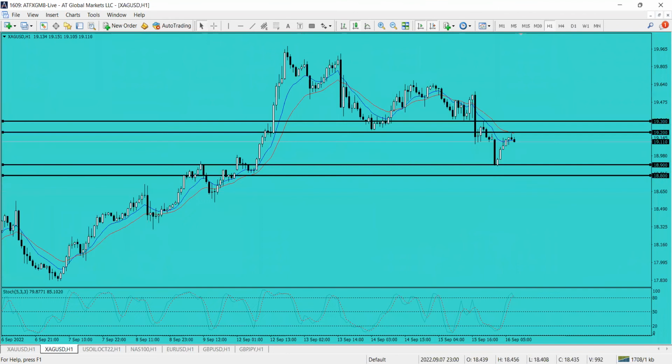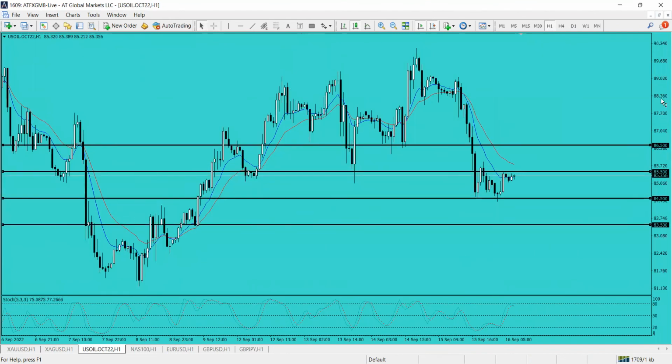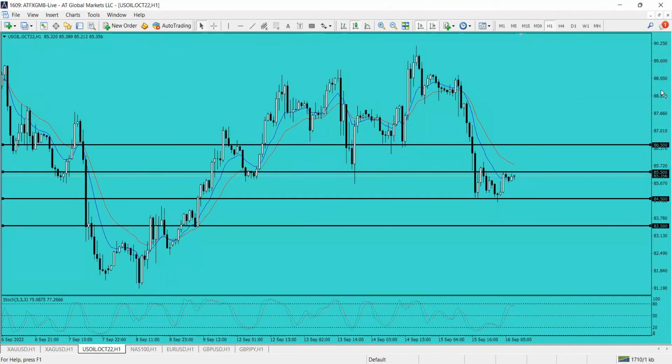But for the day, what are the levels that we need to pay attention to for US oil? We have 85.50 and the same thing with 84.50. Overall, if we base on the hourly chart, US oil is strongly bearish as of the moment. So we need to pay attention to 84.50. If we can see that it's being traded below 84.50, then possible targets will be around 83.50.